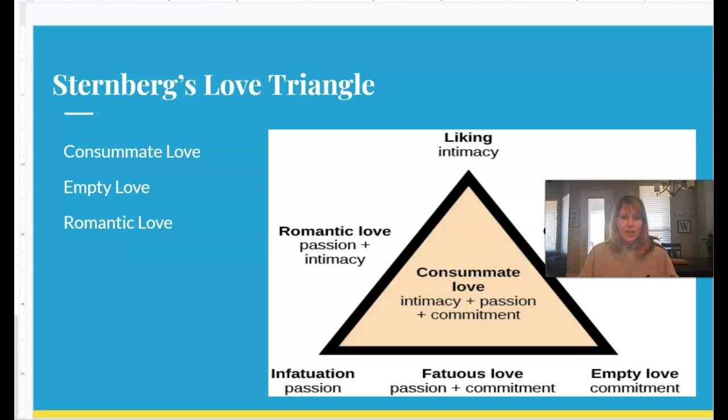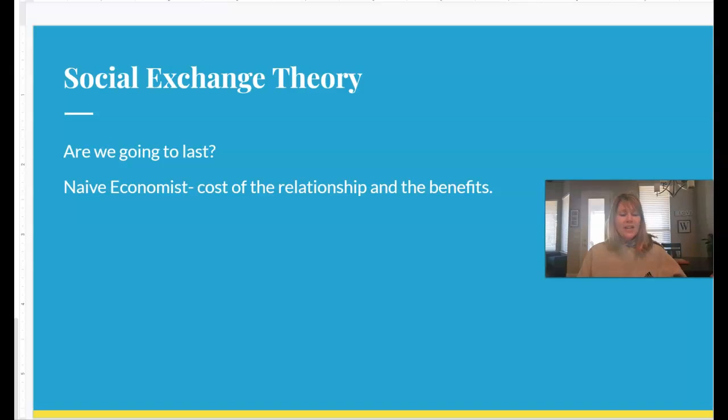I have a little chart here for Sternberg's love triangle: consummate love, empty love, and romantic love. And the social exchange theory, are we going to last? These are the costs and benefits of relationships, the naive economists.